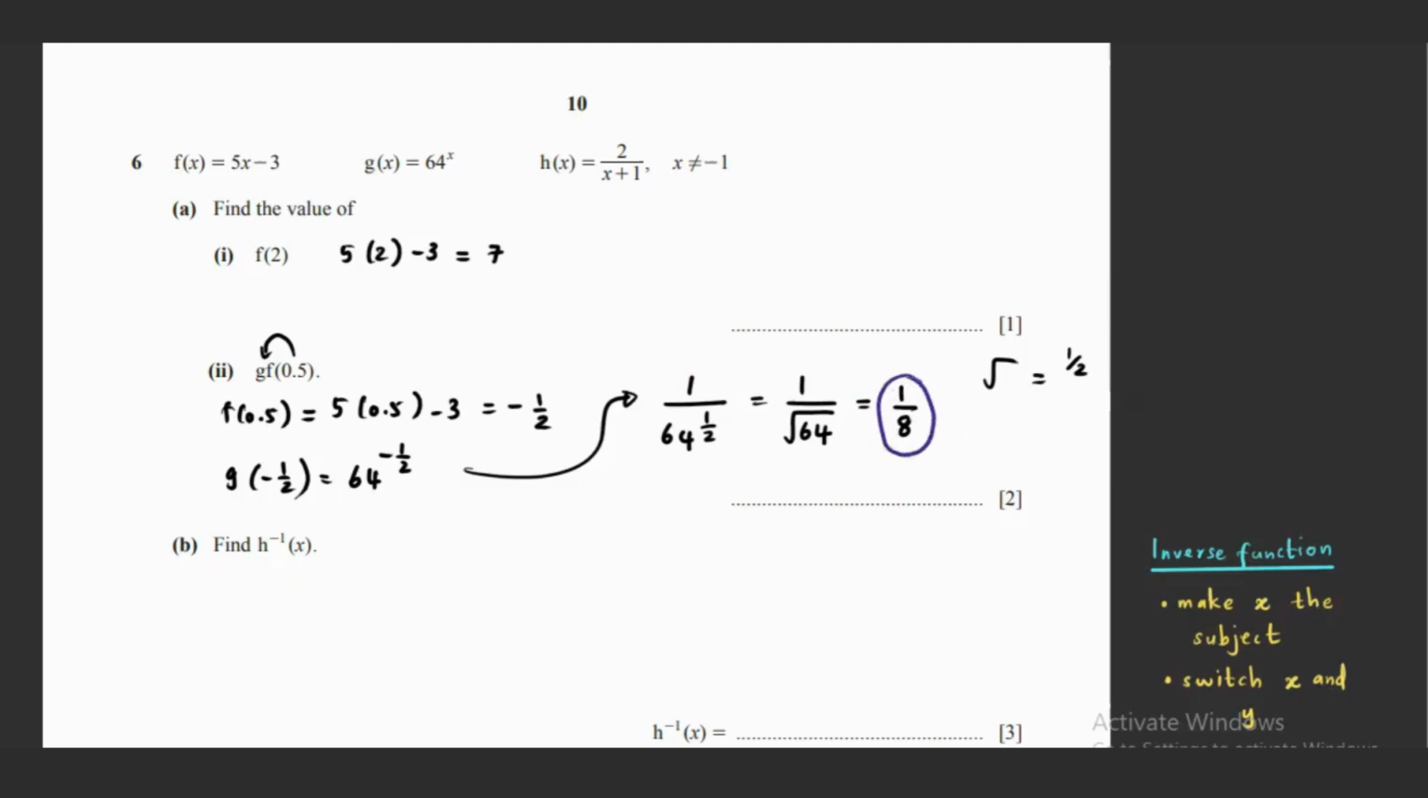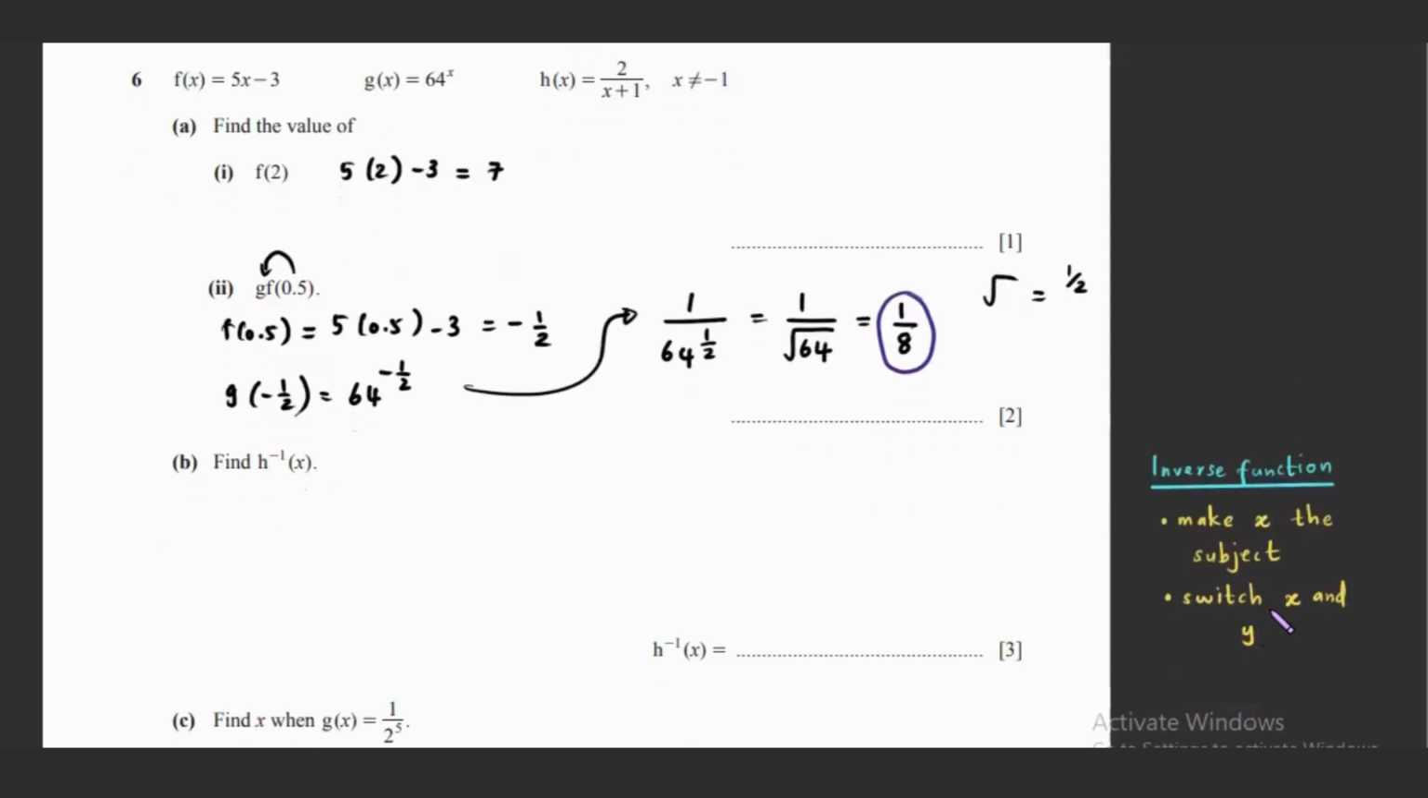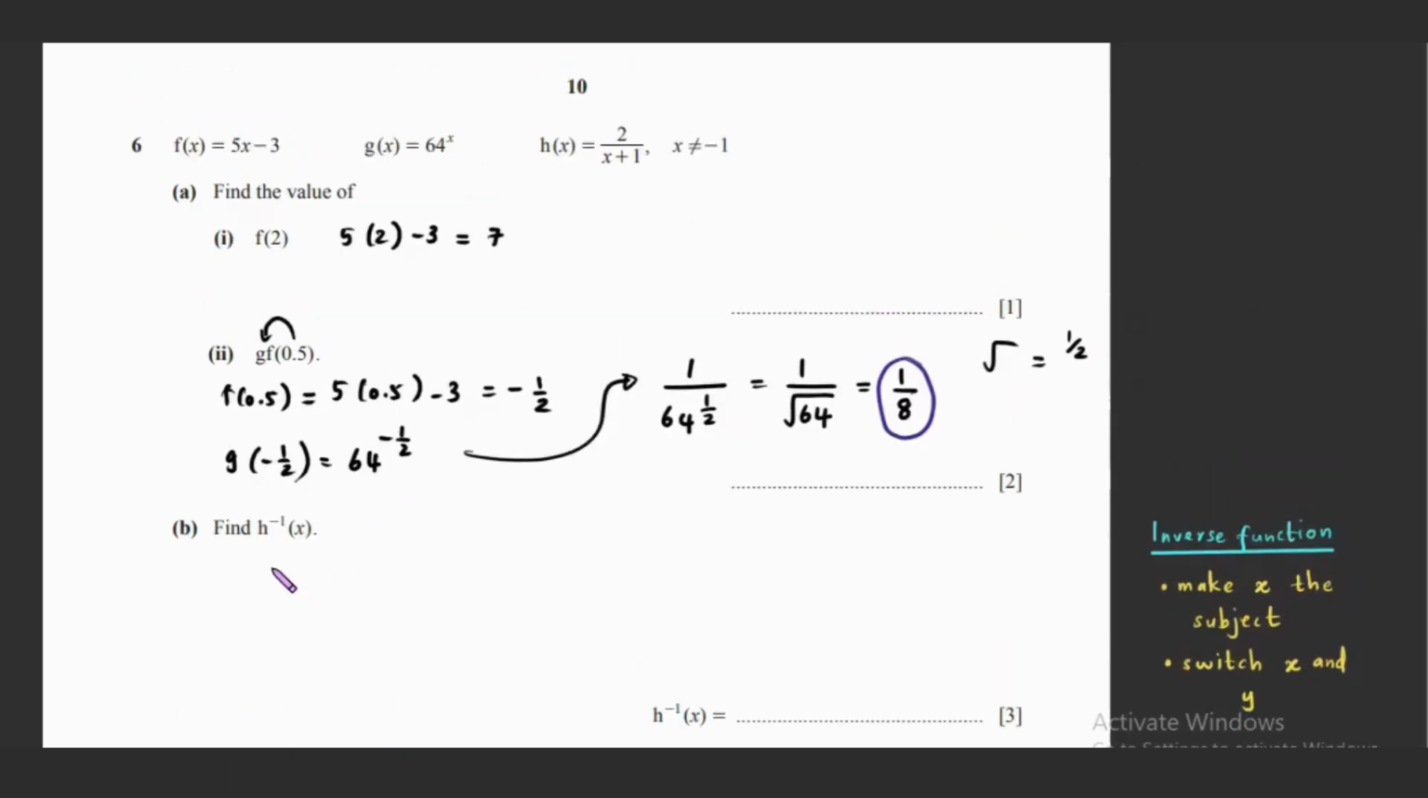Let's move on to the next question, which is question B. We need to find the inverse function of h. To find the inverse function, we need to do these 2 steps: make x the subject, and then switch x and y. So we need to use the h of x function, which is 2 over x plus 1. So I'll write it as y is equal to 2 over x plus 1.